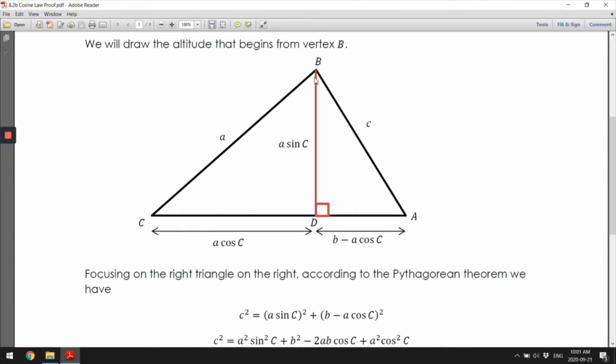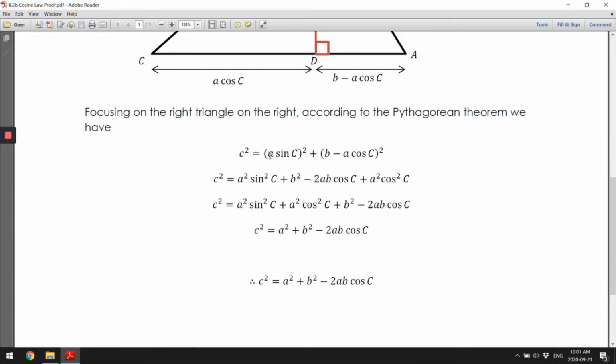Since it's a right triangle, we can use the Pythagorean theorem to generate a relationship between the three sides. We're going to create an equation: C squared equals all of A sine C squared plus all of B minus A cos C squared. If you carefully expand, you'll get the next line. And then on the third line, you just have to be very careful, because A squared sine squared C plus A squared cos squared C, I know it looks pretty complicated, but that is actually just equal to A squared.